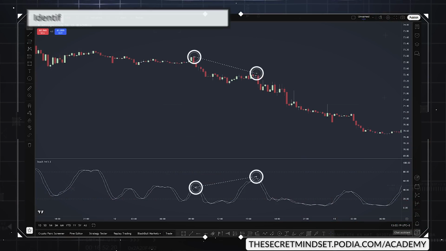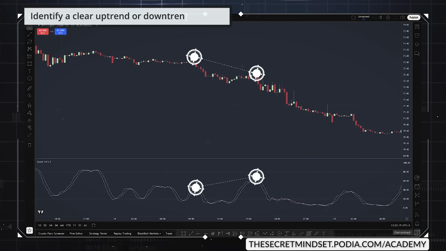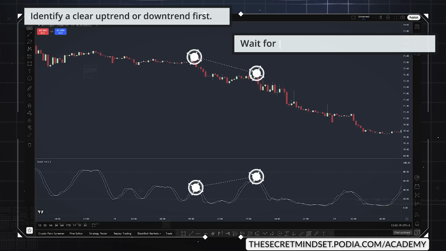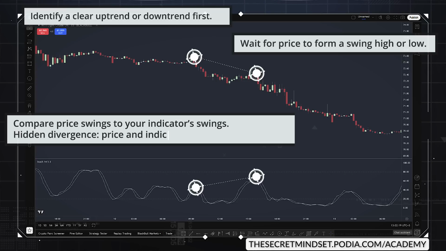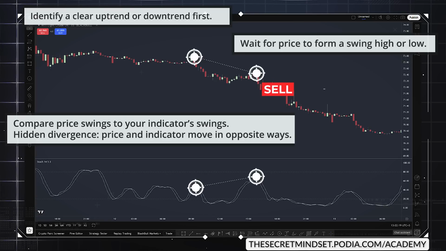The steps to spot hidden divergence are simple. First, mark the trend. Look for clear up or down moves. Second, wait for price to make a swing high or low. Third, compare these points to your indicator and see if price and the indicator disagree. So price makes a higher low, but the indicator makes a lower low, or price makes a lower high and the indicator makes a higher high.